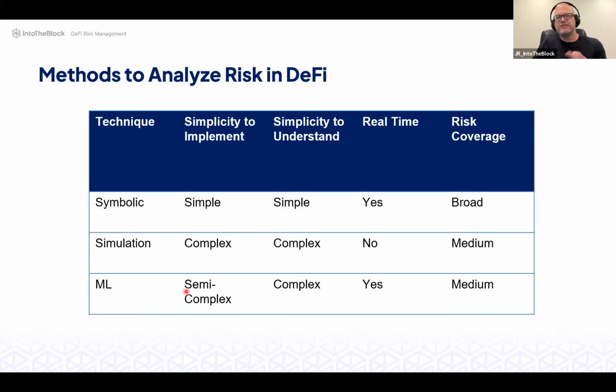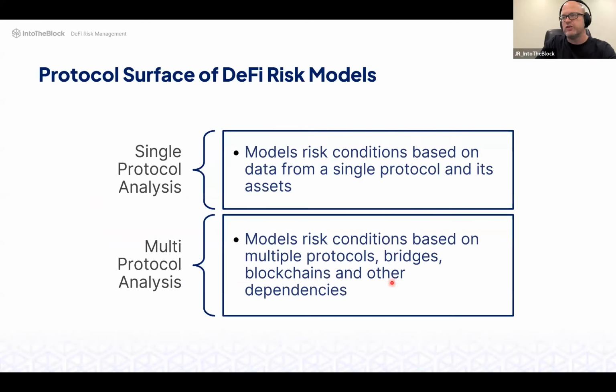Now, machine learning is semi-complex. There are some things that are super simple and some that are more complex. They're definitely complex to understand. They can be executed real time. Today, technology is at a point where I can take transactions on a mempool, run them through a machine learning model, and get a risk output. And you can cover quite a bit. So the combination of symbolic and ML gives you a ton of coverage.